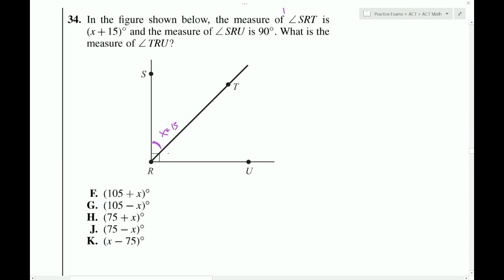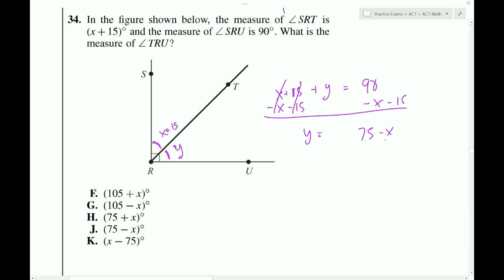over is this, right? And another way to say that is, let's say we call this y, right? Then x plus 15 plus y would have to equal 90, right? So then if we solve for y, we'd have to subtract x along with 15. All right, so 90 minus 15 is 75 minus x.